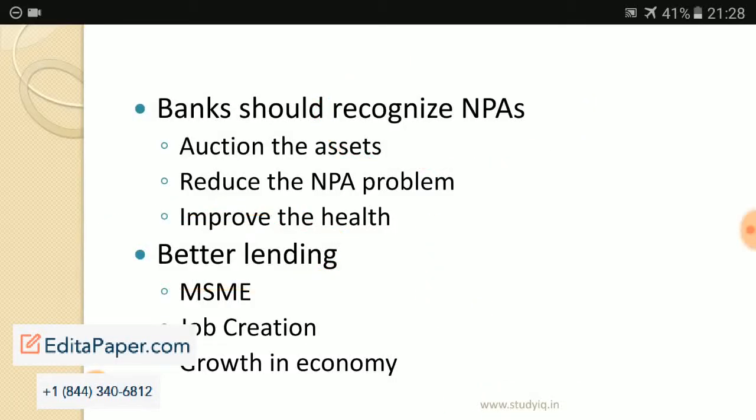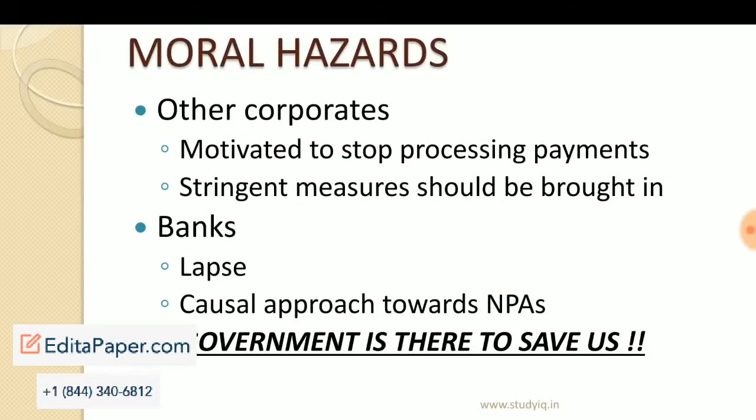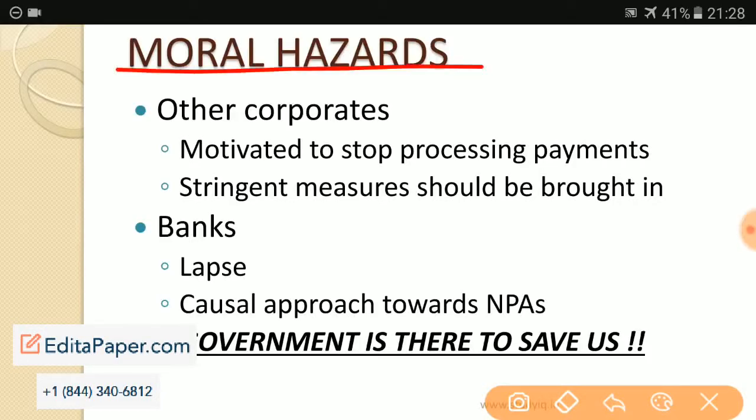We have seen one moral hazard of this scheme. Another moral hazard would be that other corporates may be motivated to become willful defaulters. The Vijay Mallya example or any other example: look, even if we keep on doing fraud, keep on eating up the money, the government would use the taxpayers' money to rescue the banks, to bail out the banks. This sets a wrong precedent for the corporates, so strict action should be enacted so that corporates do not indulge in any sort of willful defaulting or non-performing assets. This is one moral hazard.